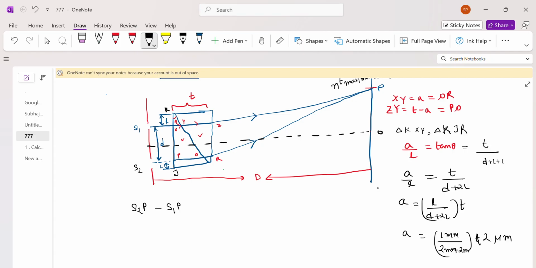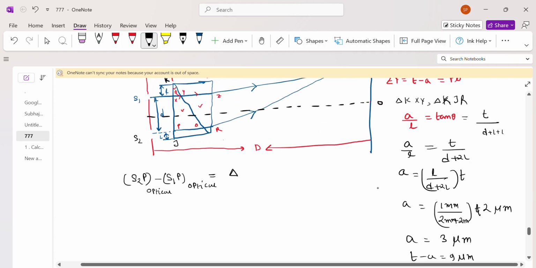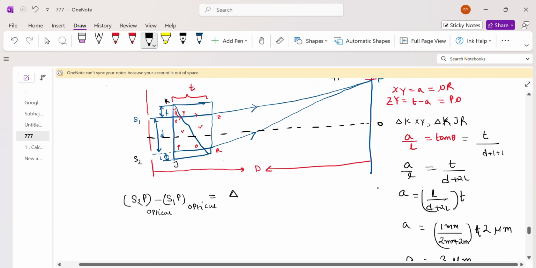S2P optical minus S1P optical. So I am denoting this as the optical path between these two points. The difference between these two is the path difference at the point P. I denote that path difference with delta. That is something that we need to find out.